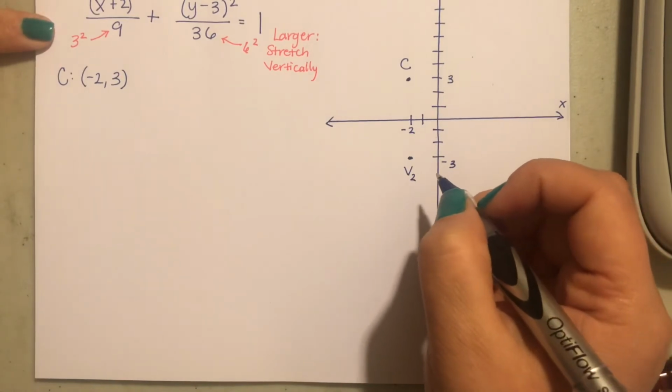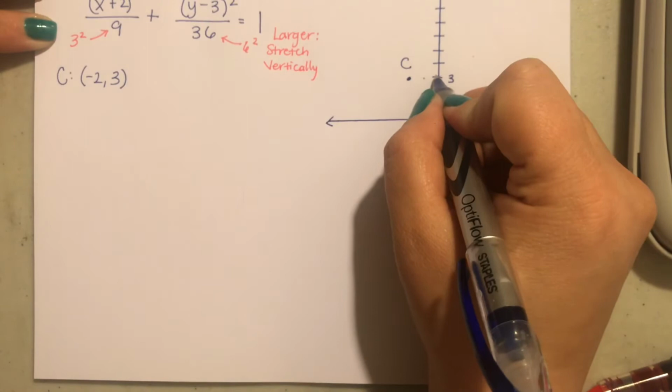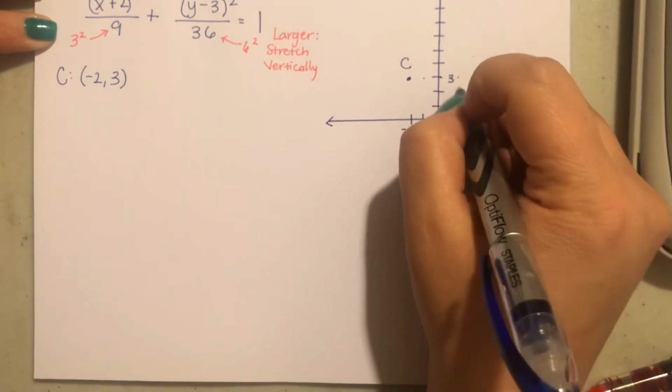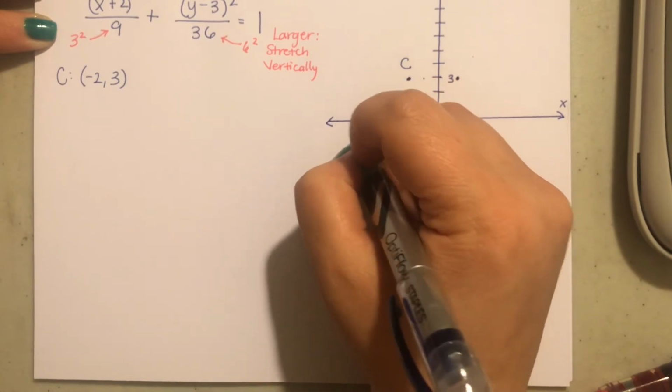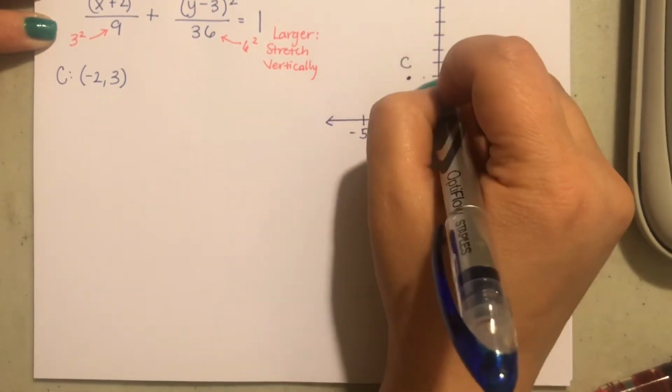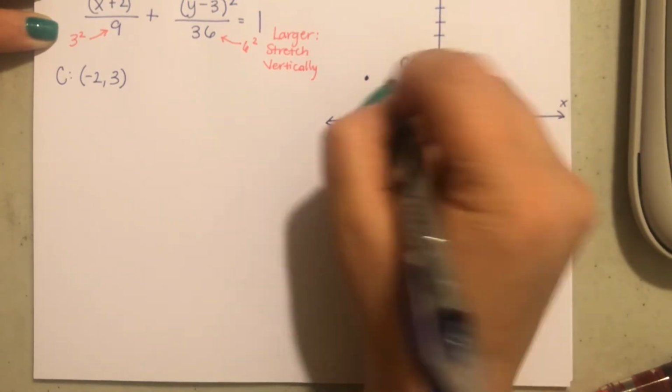We can graph our covertices from here. So that's 3 in either direction. 1, 2, 3, number 1. 1, 2, 3 takes us to -5, which would be here. And again, those line up on that minor axis.